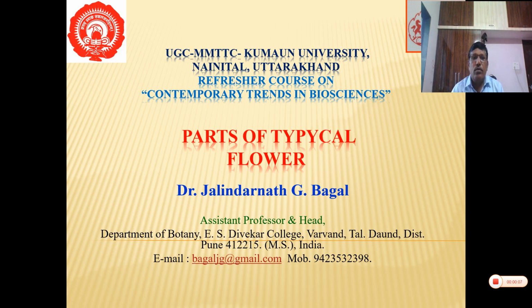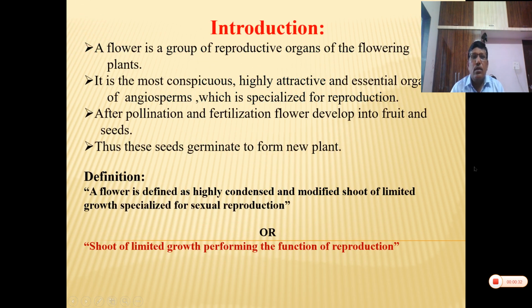Today we will discuss the very important topic, parts of a typical flower. So, flower is a very important part in angiospermic plants for sexual reproduction. As far as parts of the typical flower are concerned, flower is a group of reproductive organs of the flowering plant.